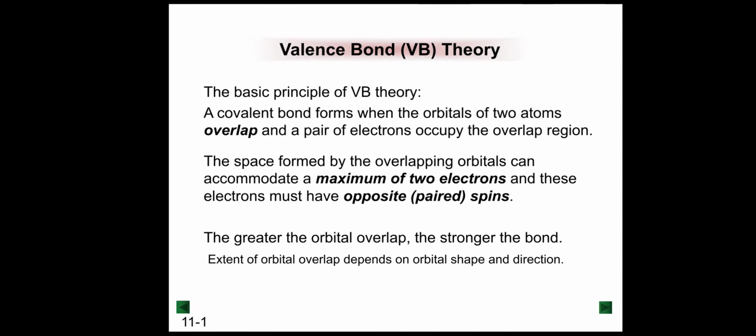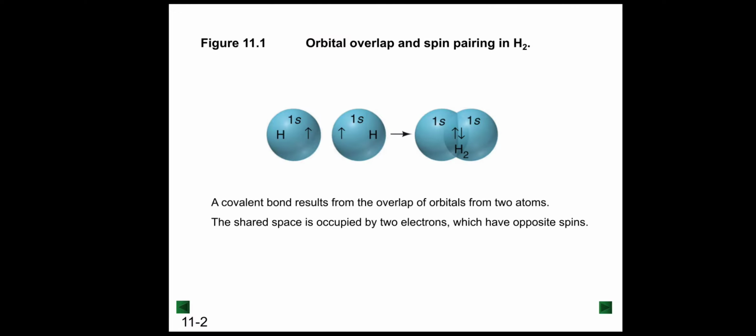Now, the extent of orbital overlap depends on orbital shape and direction. Here in this slide, you can see an example of the hydrogen molecule. How is the hydrogen molecule formed? When two hydrogen atoms' atomic orbitals overlap, they form a hydrogen molecule.